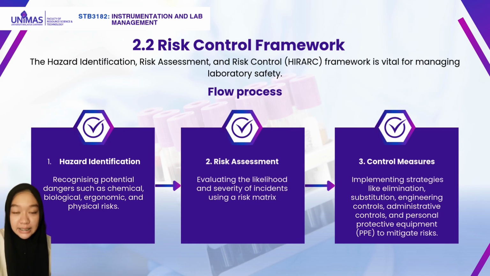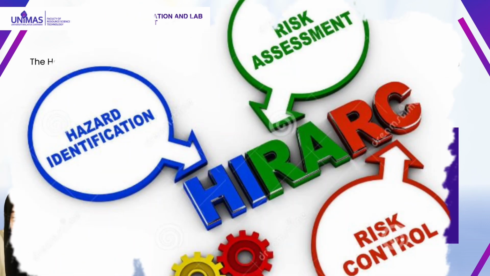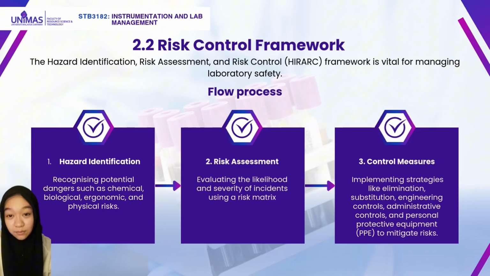Next is the Hazard Identification, Risk Assessment, and Risk Control, HIRARC, framework. The HIRARC framework is vital for laboratory safety. This process involves identifying hazards, assessing risk using a risk matrix, and implementing control measures such as elimination, substitution, engineering controls, administrative controls, and personal protective equipment, in short PPE.